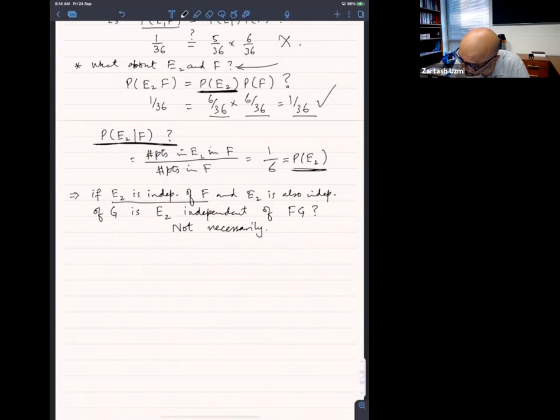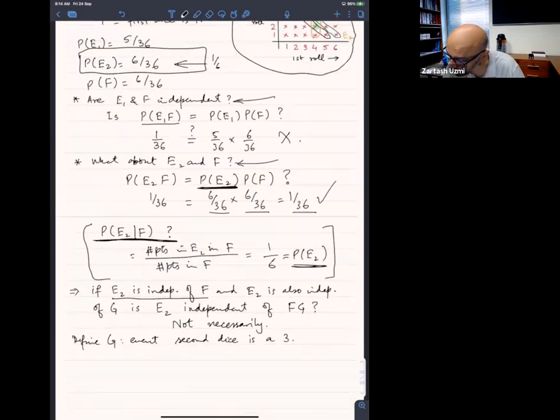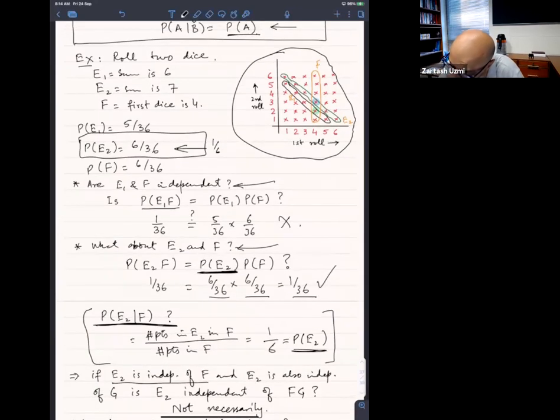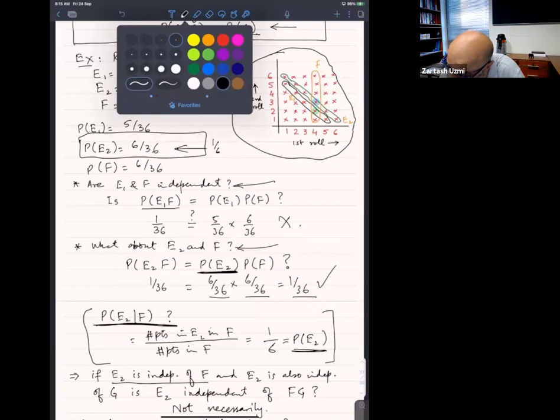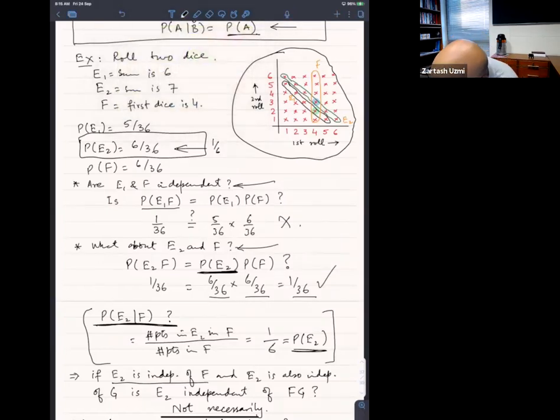So E2 is independent of F, which is the case here. ये अभी हमने देखा इसी example में. So I'm going to define an event G, and let me define this event G as the event that the second dice is a 3. और ये इवेंट यहाँ पे अगर हम शो करना चाहें तो ये कैसे शो करेंगे? Second dice is a 3 is this event.